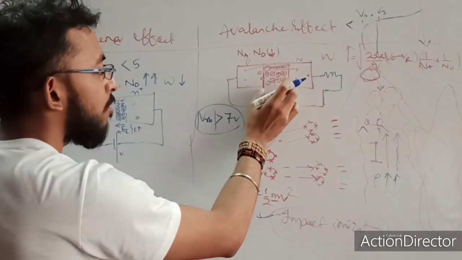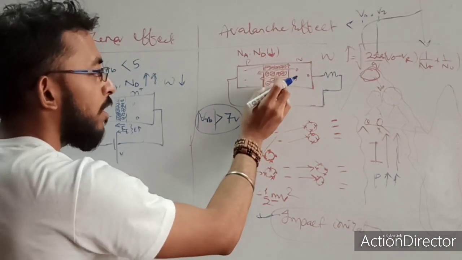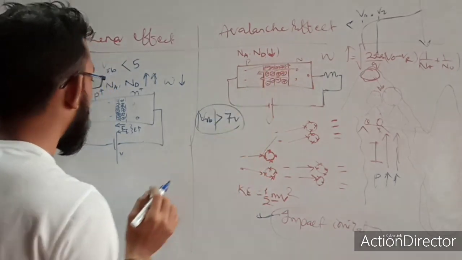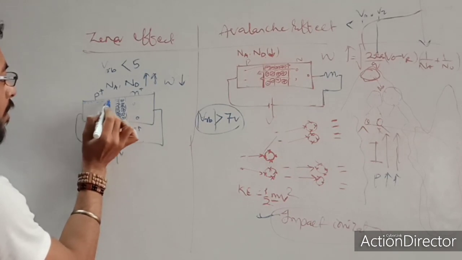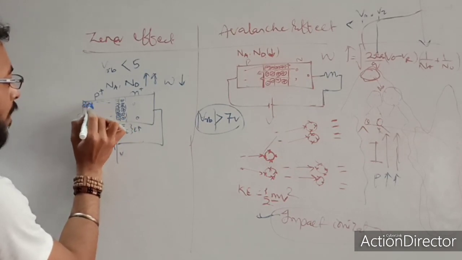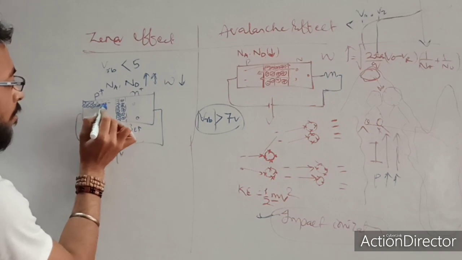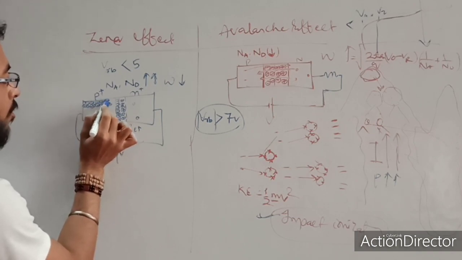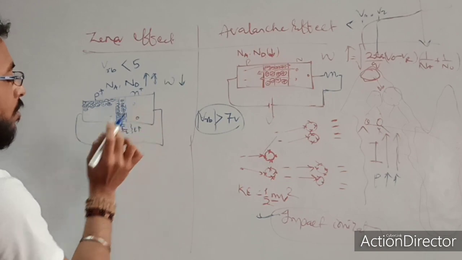Here it is lightly doped. So at this width, fewer bound charges are there. But as this is highly doped all over here, these are the bound charges. You see, as compared to the previous one, more bound charges are there because of the heavy doping.